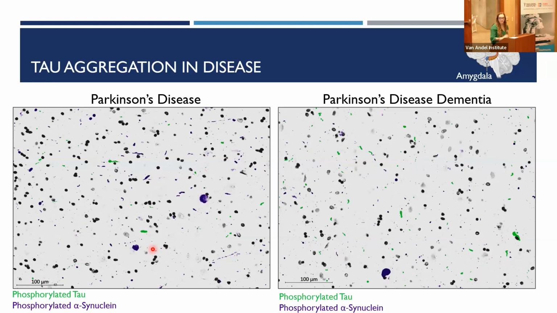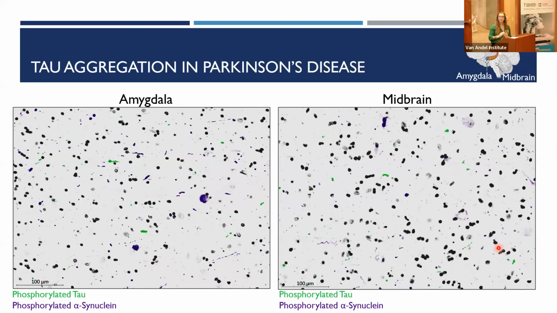Again, the colors are the same, where we have these large alpha-synuclein aggregates called Lewy bodies down here, and we have a lot more aggregated tau with Parkinson's disease dementia patients. But this isn't localized to just one region of the brain. So here we're looking at the same patient. I have tissue from the amygdala and the midbrain from this patient who selflessly gave us their brain to study.